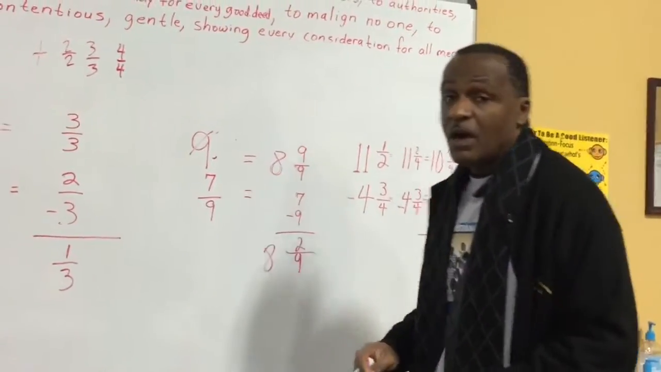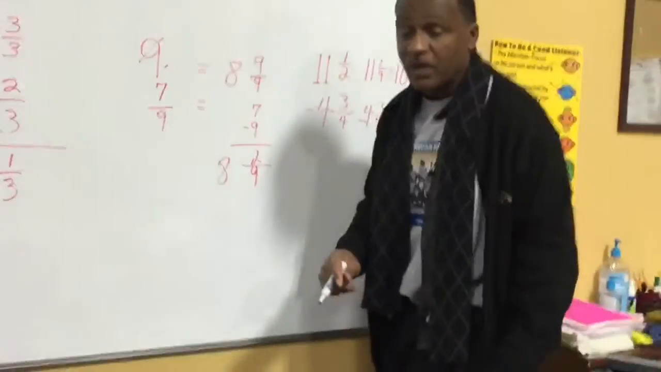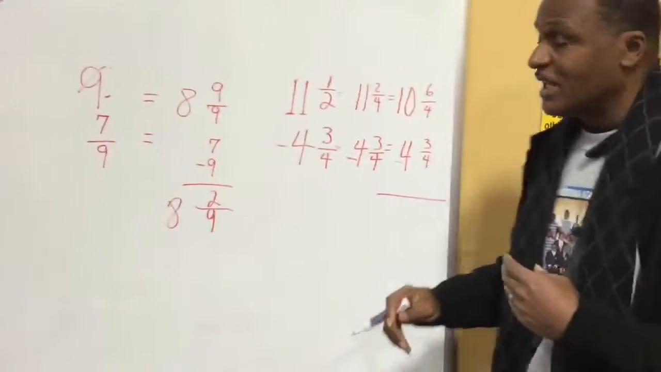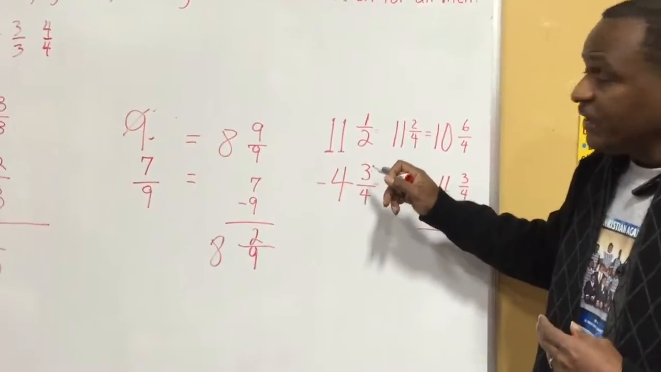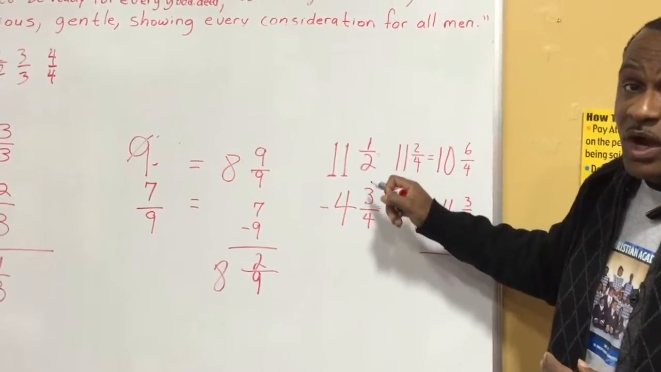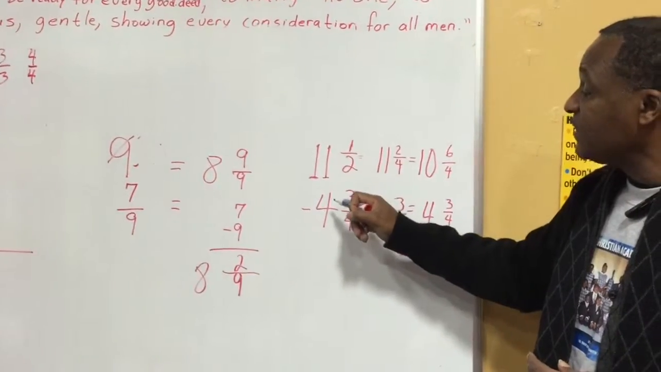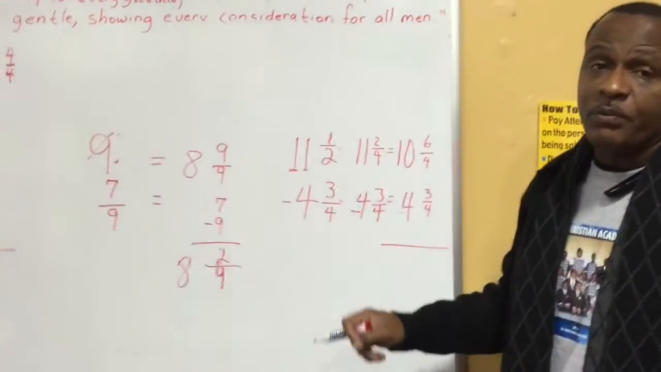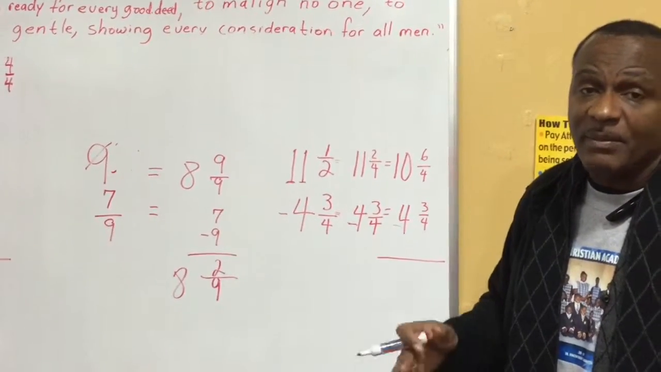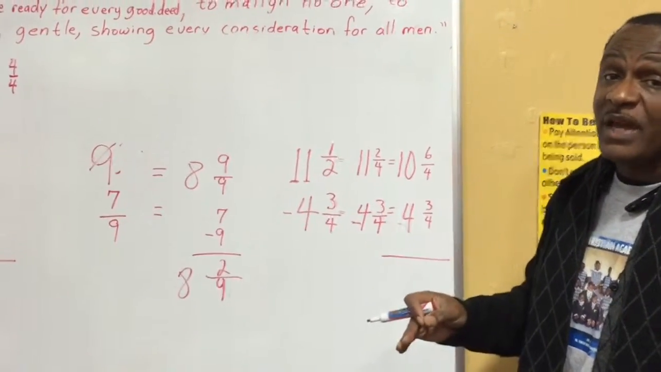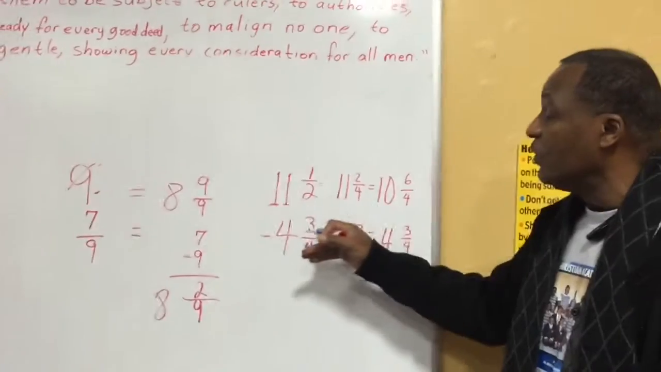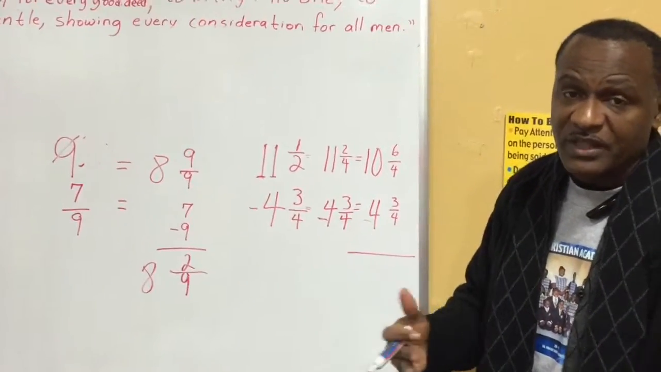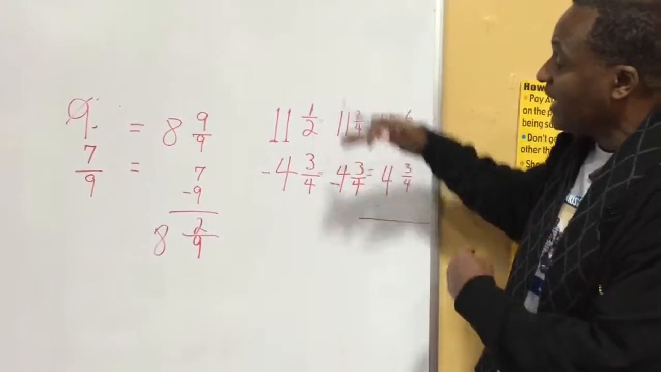All right. For the next one, let's take a look here. We have 11 and 1 over 2 minus 4 and 3 over 4. Now we have a problem because we don't have common denominators. We have to have common denominators in order to make these numbers subtractable. You can't subtract unlike fractions.